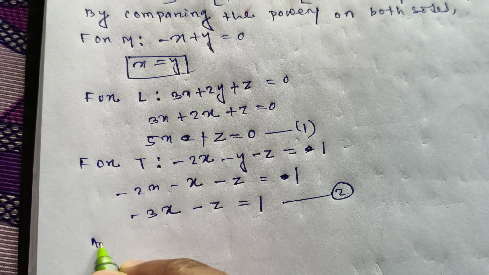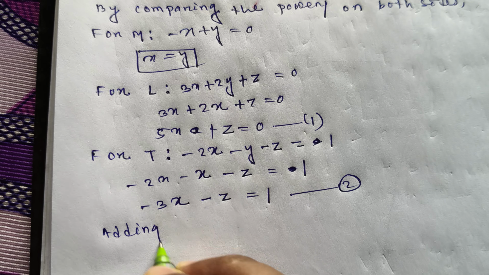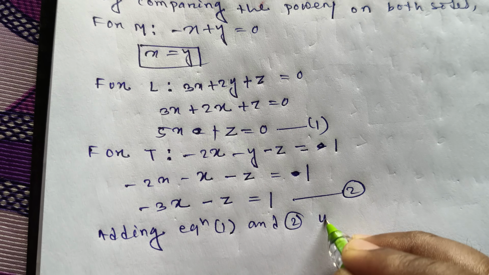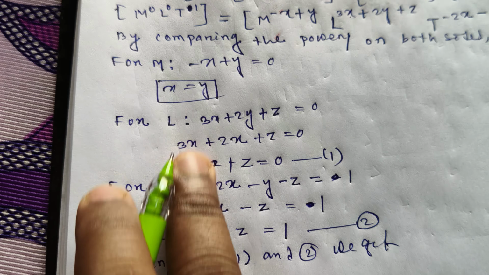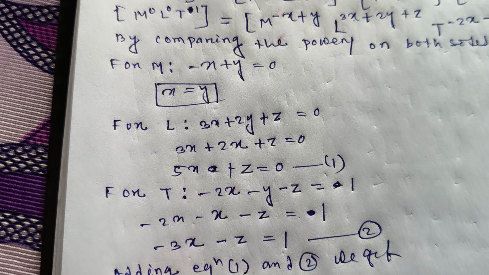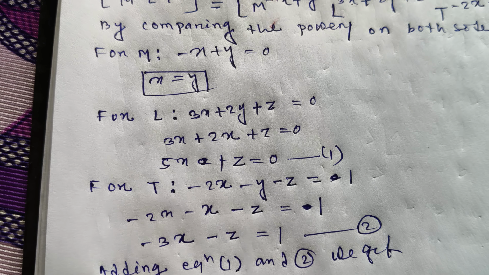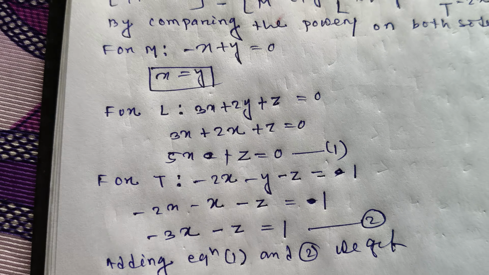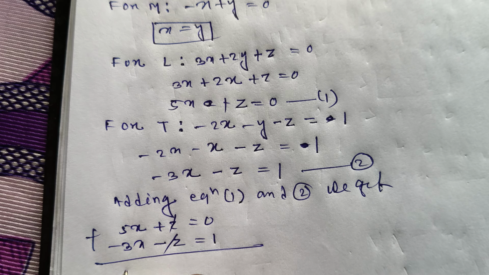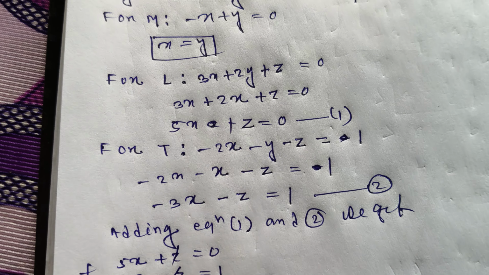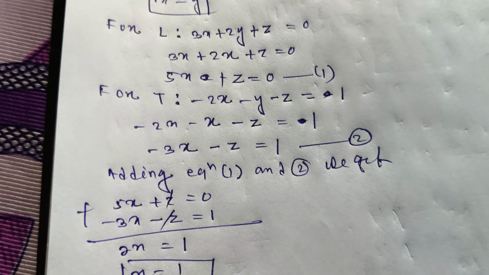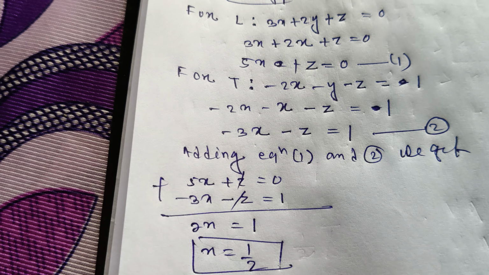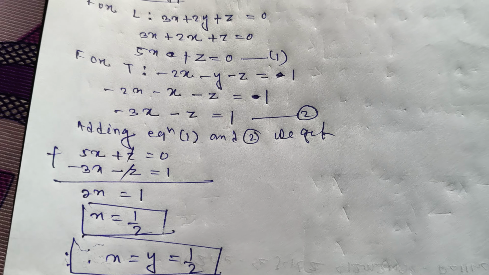Now adding equation 1 and 2. 5x plus z is equal to 0, and 3x minus z is equal to 1. Adding, we get 2x is equal to 1. x is equal to 1 by 2. Therefore x is equal to y is equal to 1 by 2.